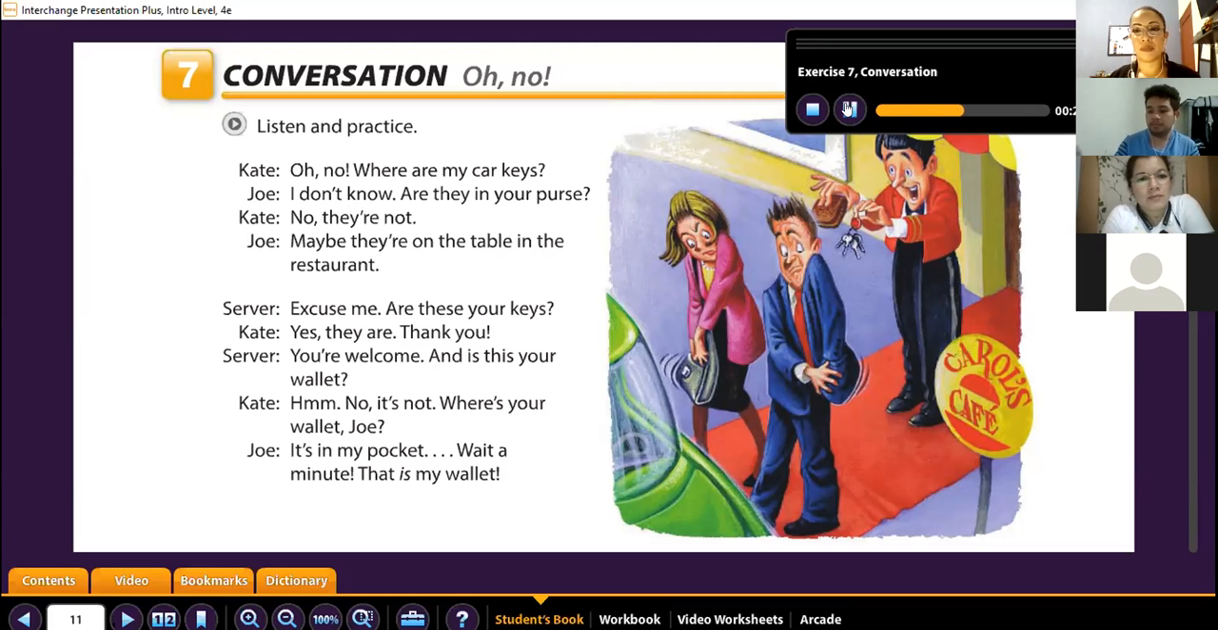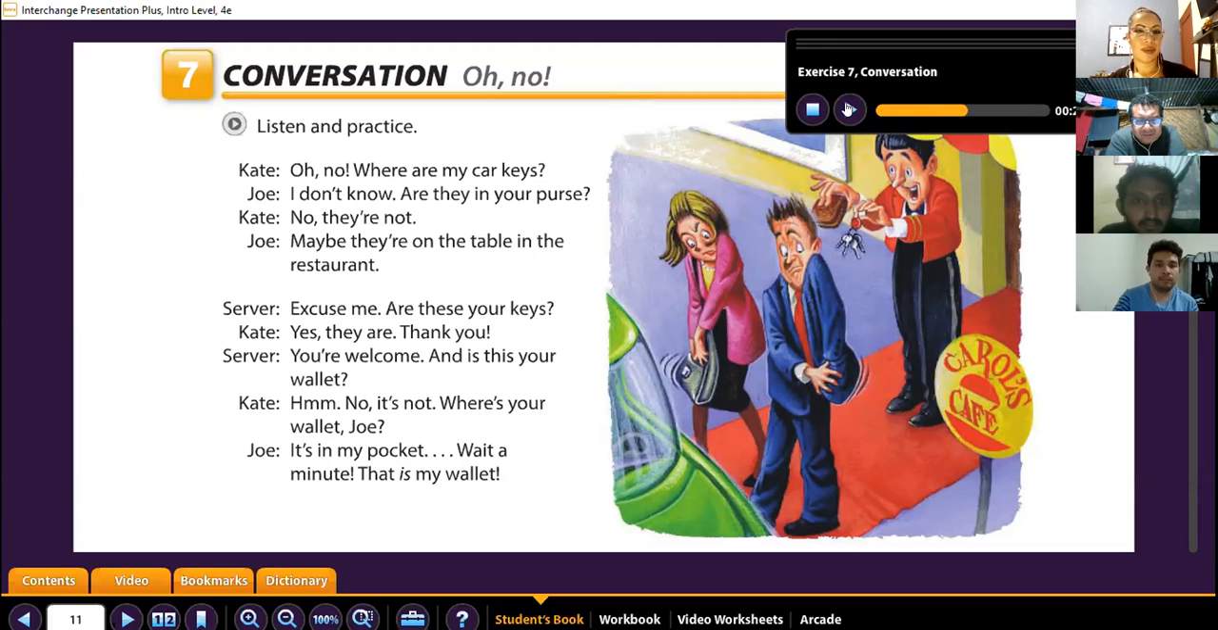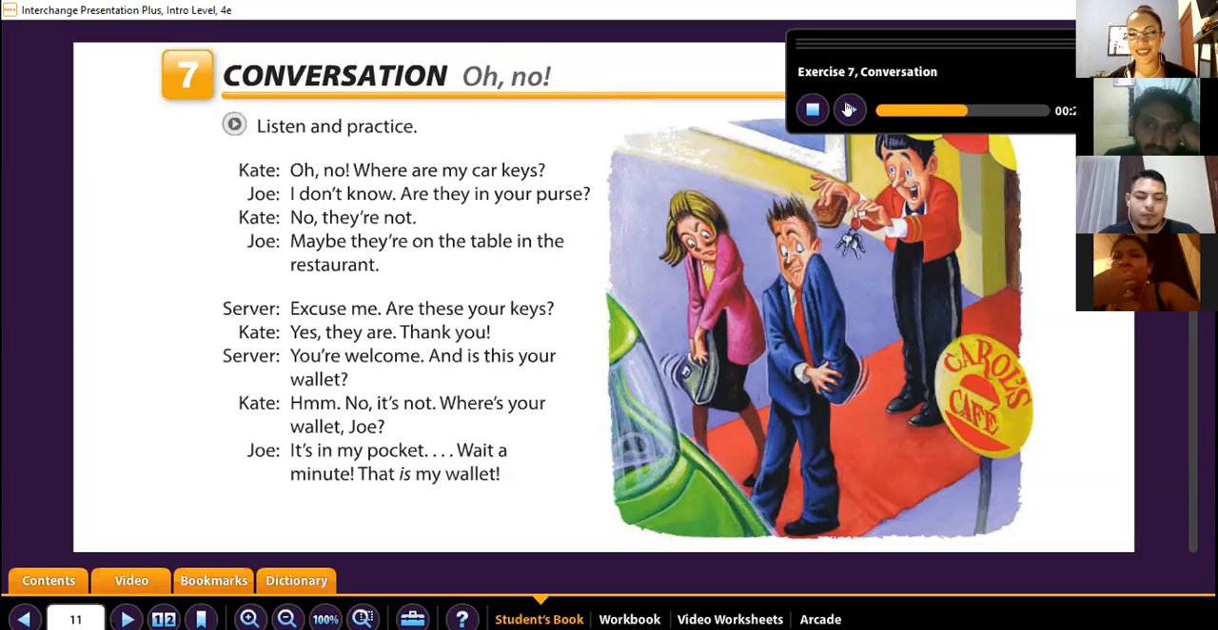Maybe they're on the table in the restaurant. Maybe they are on the table in the restaurant. Okay, ahora todo junto. Maybe they are on the table in the restaurant. Good. Let's continue.